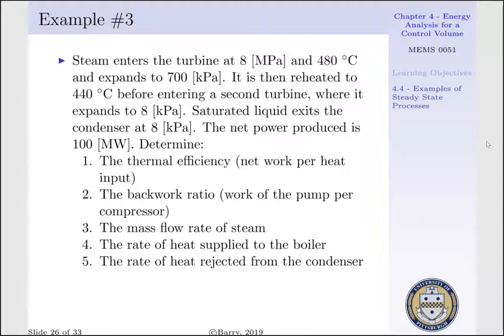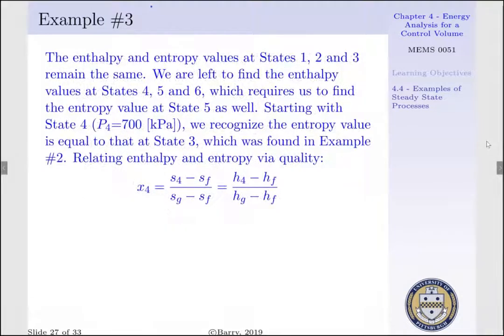If our net power produced is 100 megawatts, we want to determine our thermal efficiency, our backwork ratio, the mass flow rate of the steam, the rate at which heat is supplied, and the rate at which heat is rejected from the cycle. To begin, we recognize the enthalpy and entropy values at states 1, 2, and 3 are the same. State 3 is the inlet to our high-pressure turbine at 8 MPa and 480 degrees centigrade.